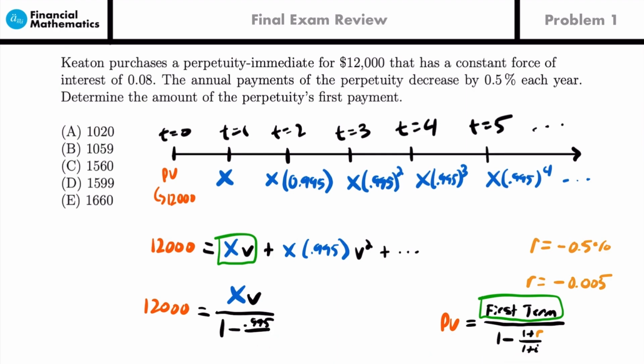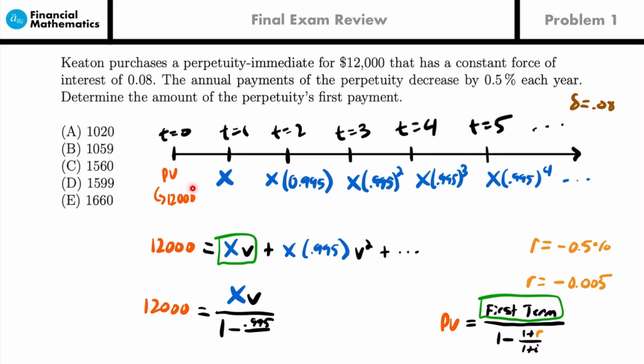And now things get a little bit tricky, because what is our interest rate? Well, we have to go back to our problem here. We're told that this perpetuity immediate has a constant force of interest of 0.08. Okay, so we've been given delta is equal to 0.08. That is not i. That's not the interest rate that we need for this calculation. That interest rate i needs to be the interest rate that matches the payment cycle for this perpetuity, which in this case has annual payments, so we need an annual effective interest rate. So we will need to convert this force of interest that we've been given to an annual effective interest rate.